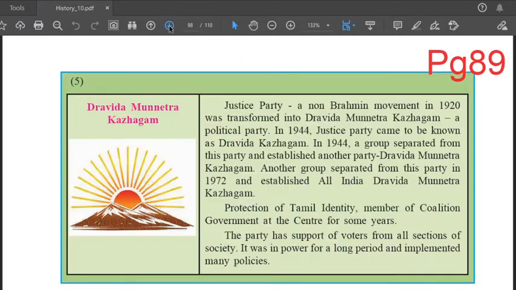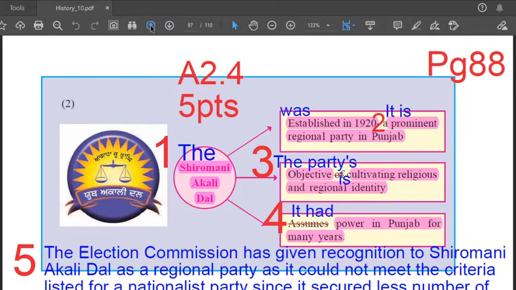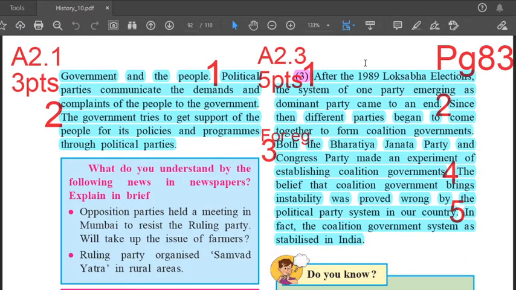Next question, that is 2.3. Coalition politics leads to instability. The answer to this is false. Now we will see the points, children. The answer to this is on page number 83. The reasons for this is on page number 83. Here, 2.3. Right hand side, first line, first paragraph.